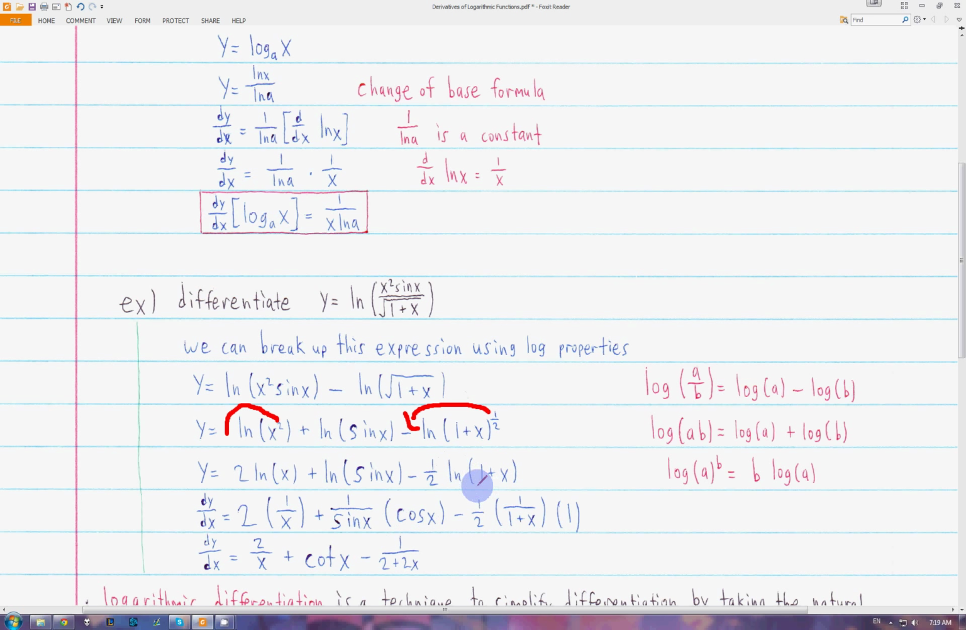And then again, first we have 1 over the whole inside. So 1 over 1 plus x. And then by chain rule, we take the derivative of the inside function, which turns out to just be 1. And then we can further simplify this, because cosine over sine of x is just cotangent of x. So this is the derivative of the original expression.